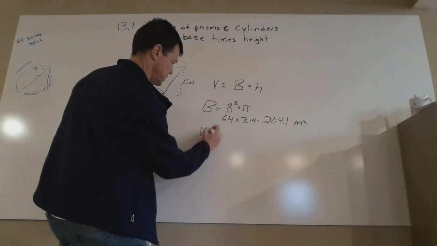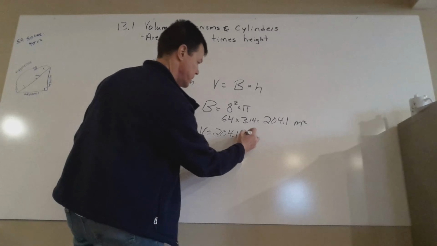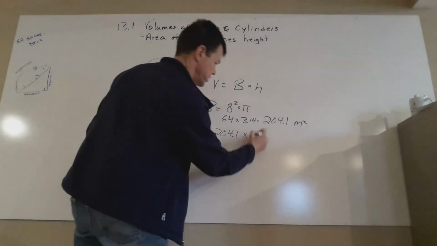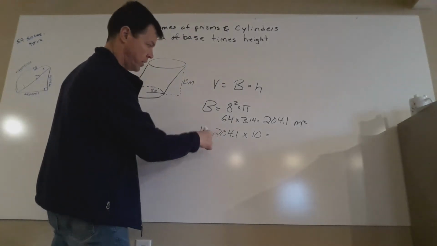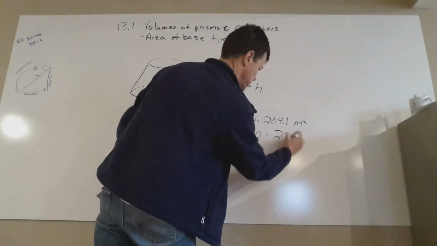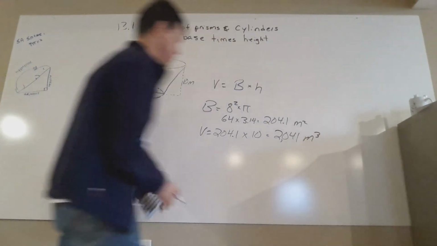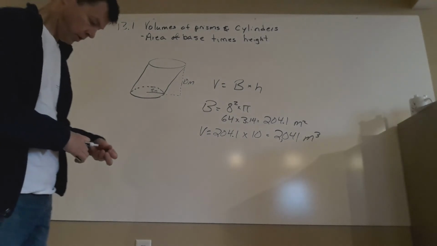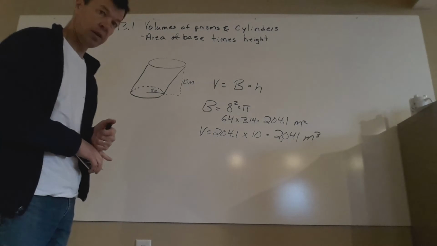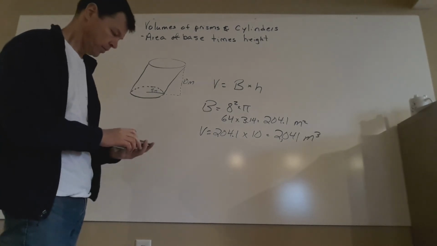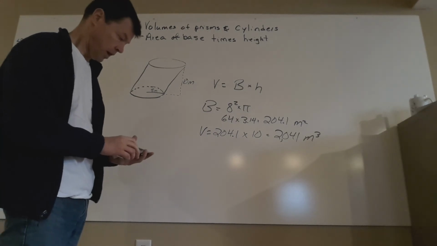So that means volume equals 204.1. It's such an easy calculation, times 10. 2,041 meters cubed. All right. So again, area of the base times the height gets you volume. Just know what the base is so you know how to calculate those.